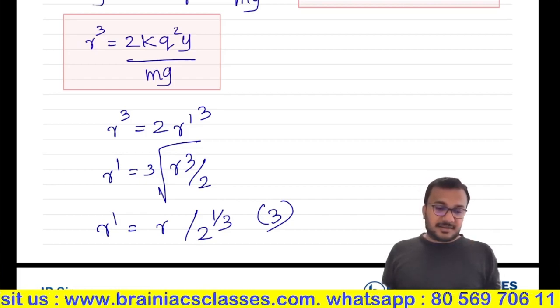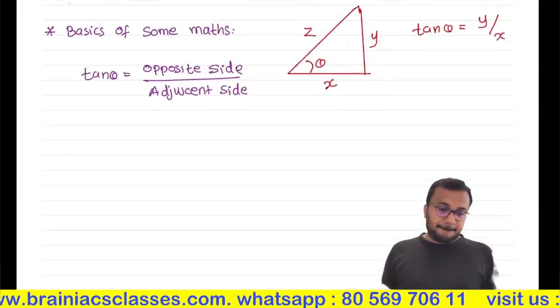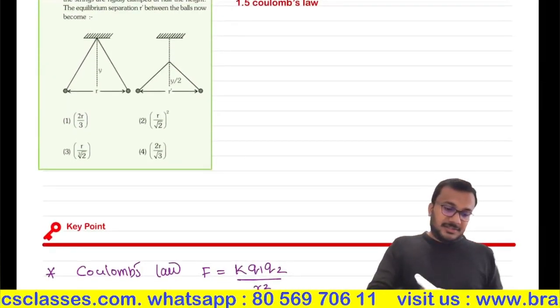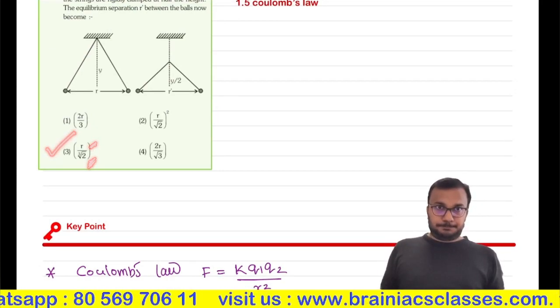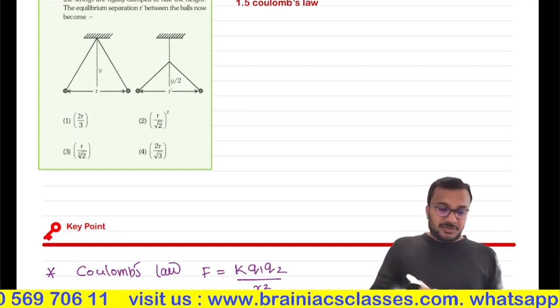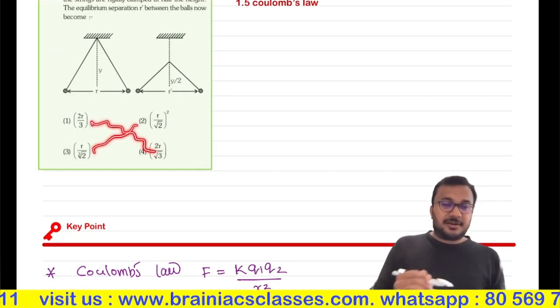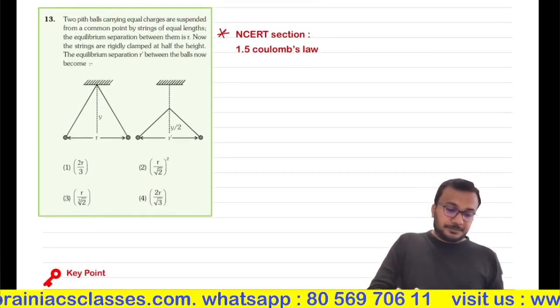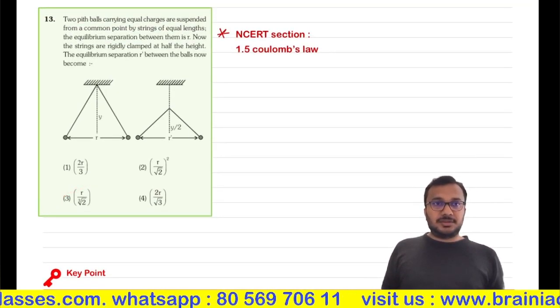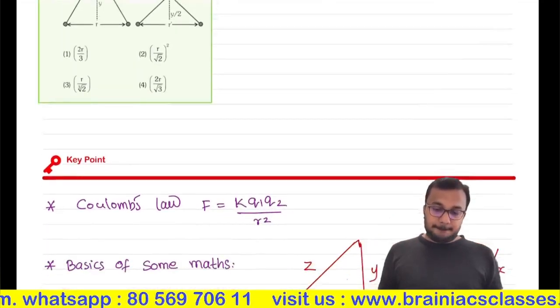Option number 3 is the correct answer. Let's go to option number 3. Option number 3 is this one: R by cube root of 2. All the options are very confusing to each other, so you should be very careful while answering. R by cube root 2. It's important.